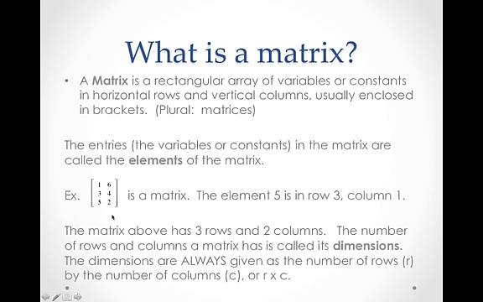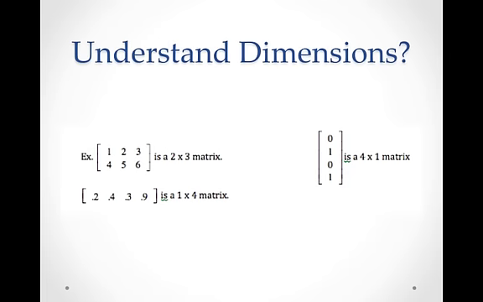The number of rows and columns a matrix has is called its dimensions. The dimensions are always given as the number of rows, R, by the number of columns, C, or R times C. So this is a 3 by 2 matrix. Here you have an example of a 2 by 3 matrix. This one here has one row with 4 columns, so it's a 1 by 4 matrix. Here we have 4 rows by one column. So this one is 4 by 1.